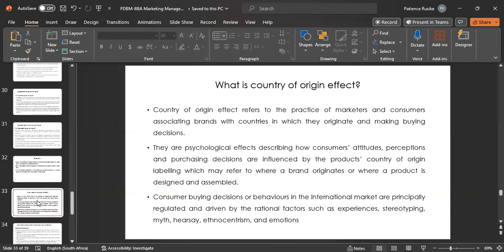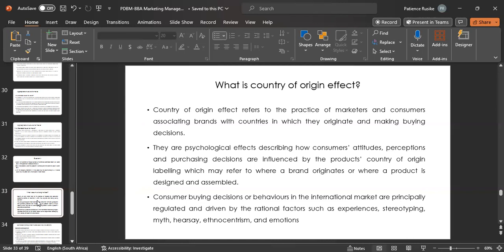So we are saying consumer buying decisions or behaviors in the international market are principally regulated and driven by rational factors such as experience, stereotyping, myth, hearsay, ethnocentrism, and emotions. These are factors that emanate from the country of origin effect. But remember, it is not only about the country of origin, it is also about the individuals that are going to buy that product. So there are certain factors involved in country of origin, which then influence the market entry of those specific products. Like in this case, we're talking about South Africa.